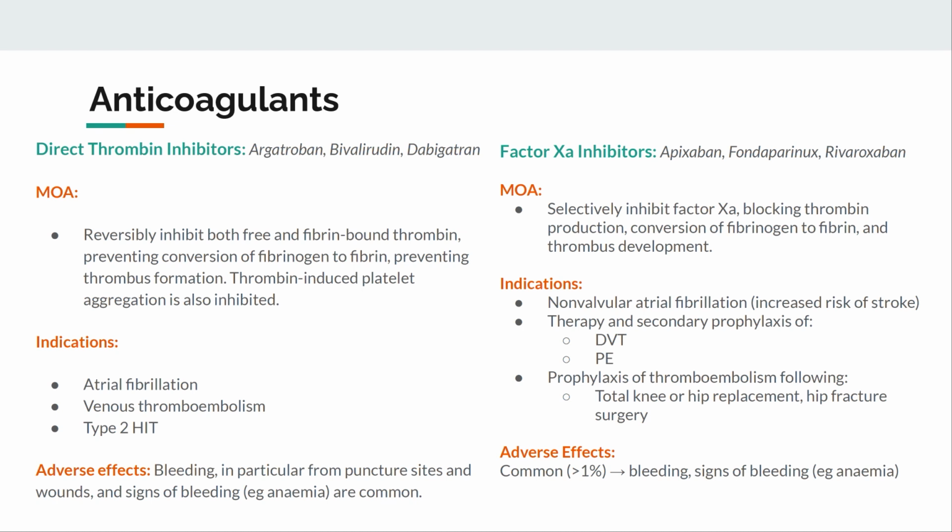But I know dabigatran is falling out of favor with the neurologists on the stroke unit, because I was there. The direct thrombin inhibitors, they block factor 2A, and the factor 10A inhibitors, they block factor 10A. They have XA in their name, not fondaparinux, but rivaroxaban XA, apixaban XA.